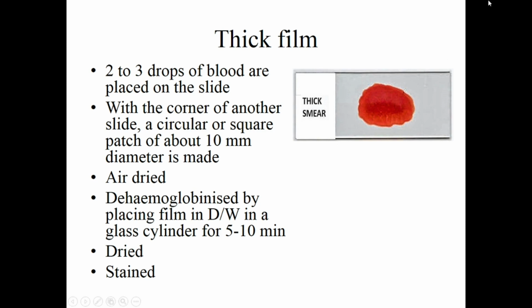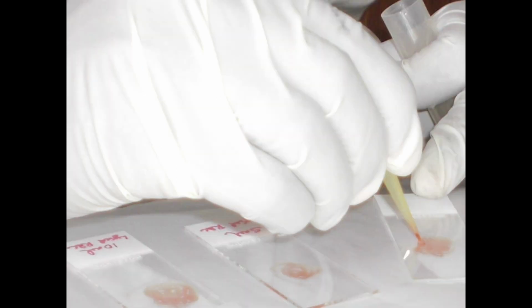And another additional step when you prepare a thick film is this dehemoglobinization. Okay, how do you do this dehemoglobinization? It is very simple. You just place that prepared, dried film in distilled water in a glass cylinder. Keep it in a vertical position. You must have seen many such glass cylinders in the pathology laboratory. You immerse the thick film in distilled water for approximately 5 to 10 minutes. This film is then dried and then fixed.